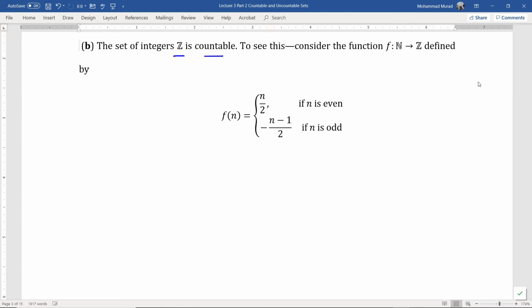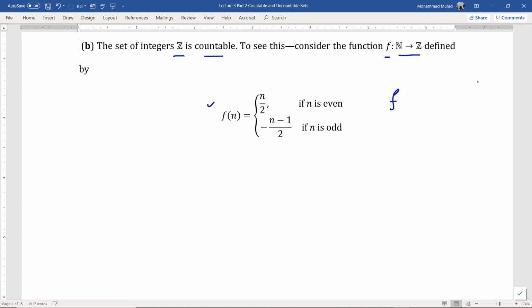To see this, consider the function f from the set of natural numbers to the set of integers, defined by this formula. f(n) equals n over 2 if n is even, and f(n) equals negative of (n minus 1) over 2 if n is odd.